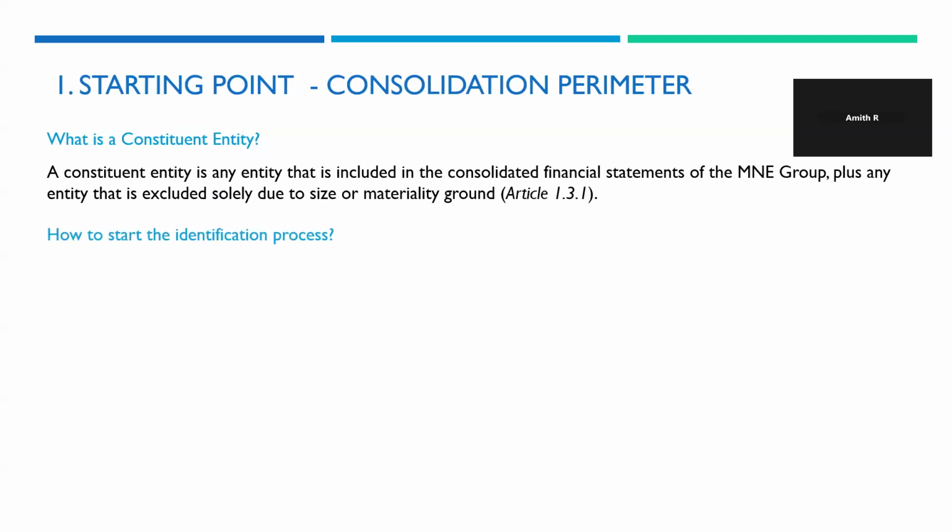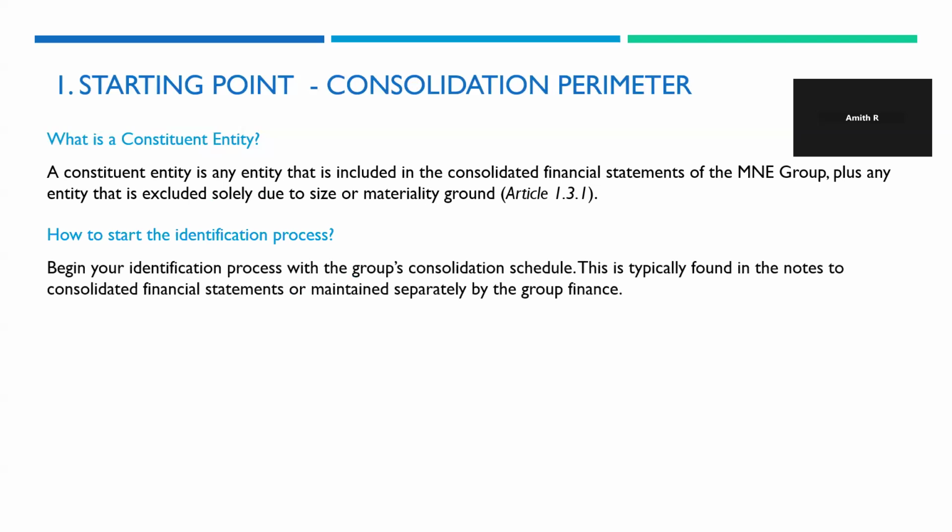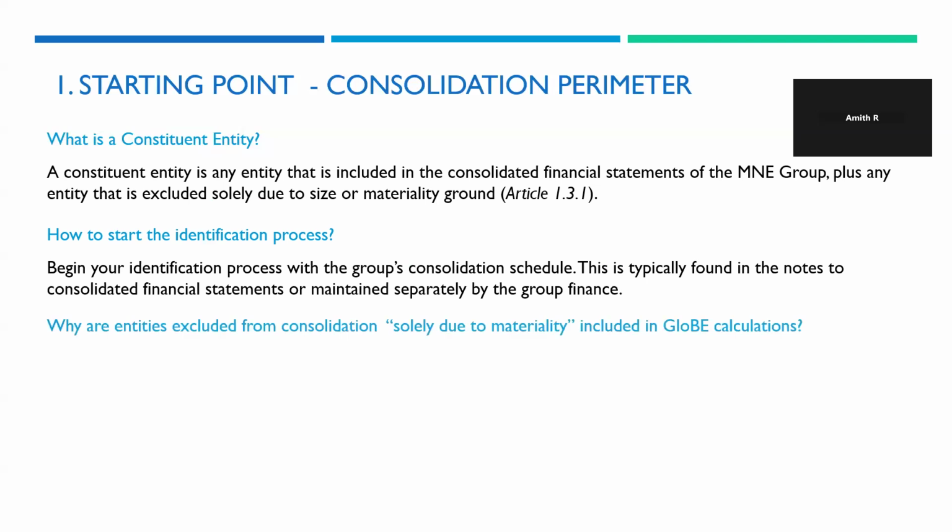So, how do you start the identification? How do you identify constituent entities? So, basically, what would we do? We would just look at the group's consolidation schedule. Now, if you look at consolidated financial statements as per IFRS 10, you would typically find notes to the consolidated statements. Okay, in the notes to the consolidated statements, all the entities included in this consolidation would be given. So first look at that. In the consolidated FS, look at the notes and see who are the entities that are consolidated for preparing this report. Right? That's how you have to start.